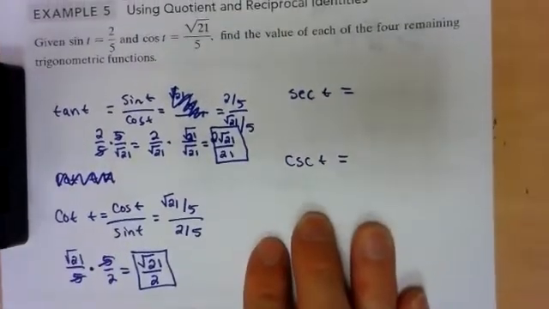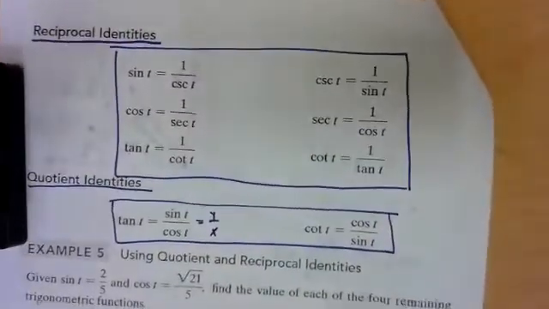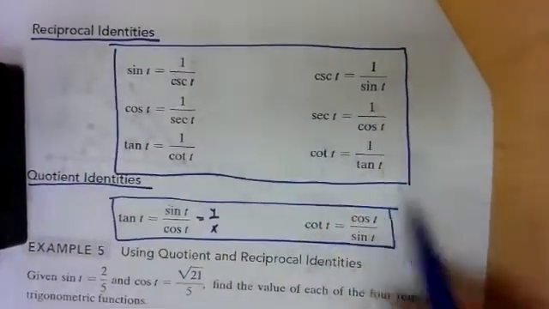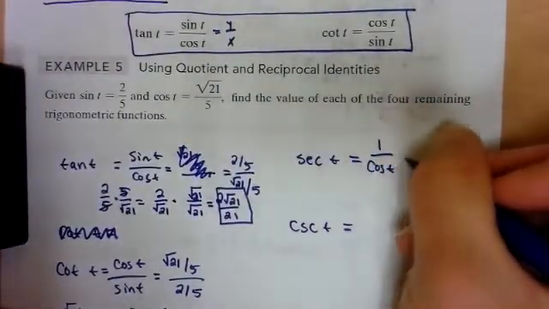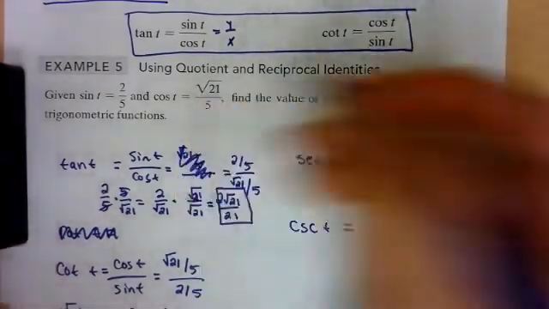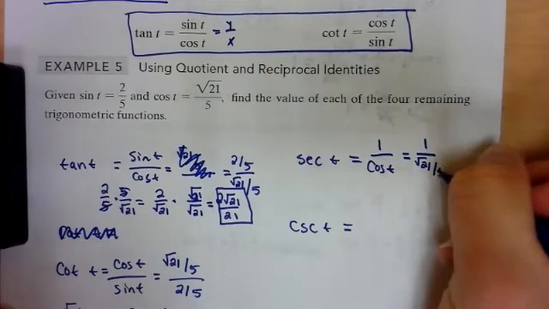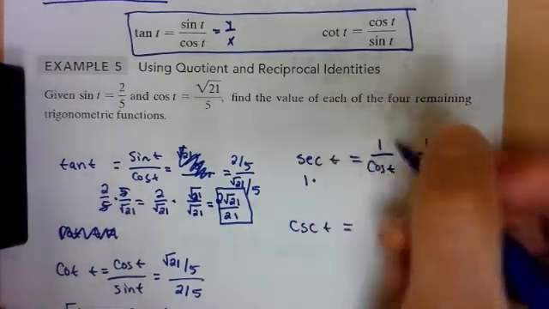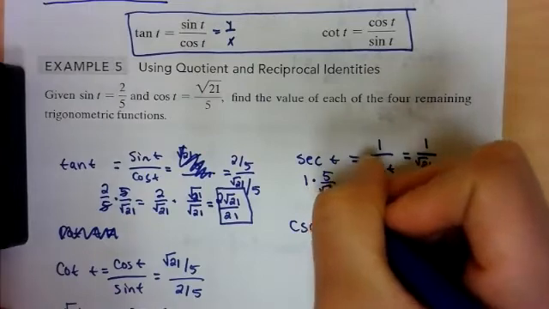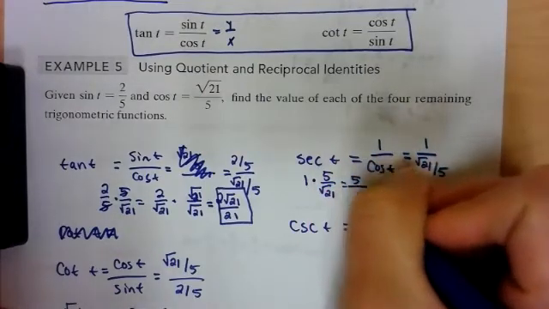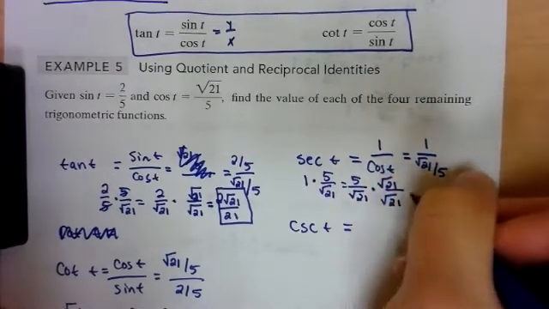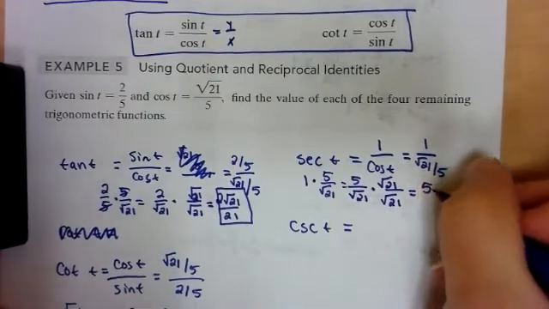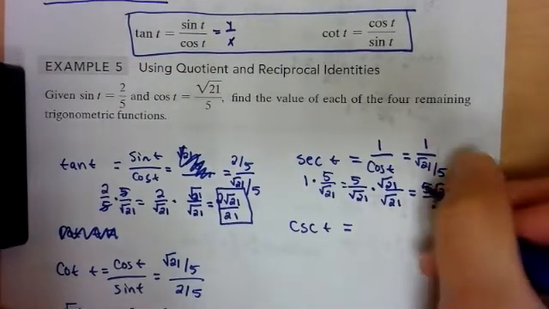All right, secant. Let's go back and look at what one of our reciprocal identities tells us that it is. Secant of t is 1 over cosine of t. So 1 over cosine of t, same thing as 1 over x, is 1 over root 21 divided by 5. We need to multiply by the reciprocal, so 1 over 5 root 21, which is 5 over root 21. We need to multiply by root 21 over root 21, giving us 5 root 21 over 21.